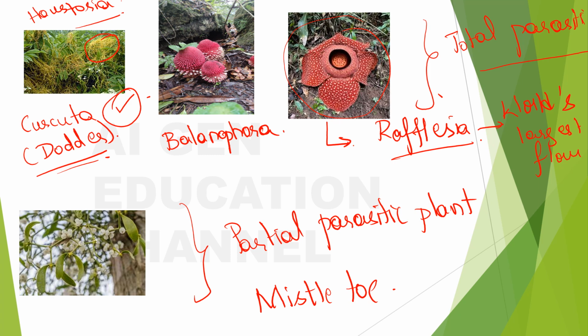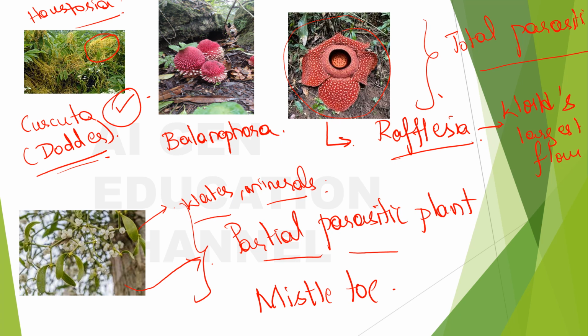Next, how about this one? This is a partial parasitic plant, and the example is mistletoe. As you can see, it has green leaves, so it can synthesize its own food, but for water and mineral requirements it depends upon the host. Since mistletoe depends on the host plant only for water and minerals and makes its own food, it is called a partial parasitic plant. I hope you got the difference between total and partial parasitic plants.